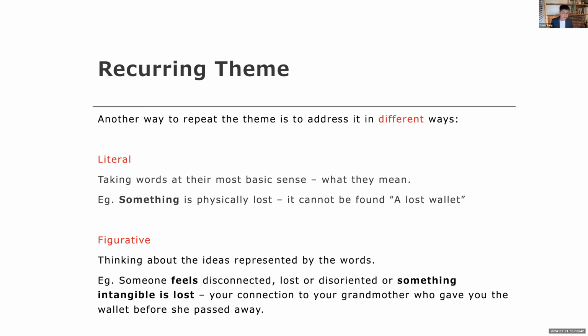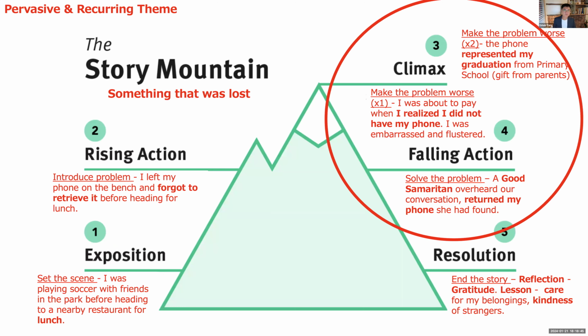And I will give you an example here. So let's say I use the same idea of something that was lost. Notice here in the climax, I can make it twice as bad by mentioning the fact that I lost my phone and that the phone itself, right, represented my parents' trust in me because it was a graduation gift from them, recognizing that I was now old enough to handle a mobile phone. And the fact that I had lost it would now not just be about the physical phone, but also about losing the trust of my parents. Does that make sense to you? I hope it does, right?